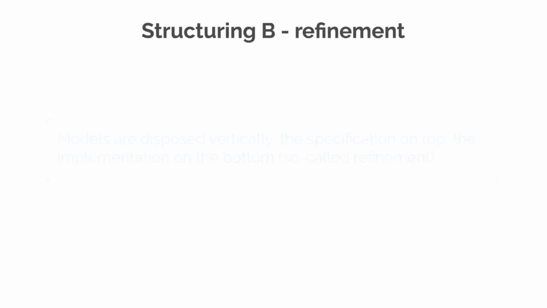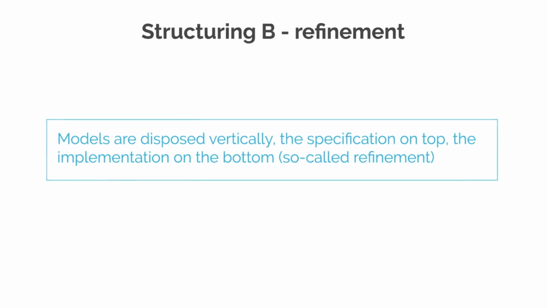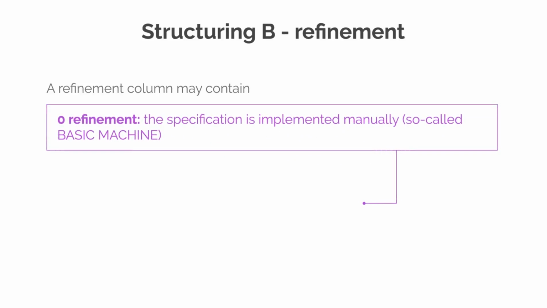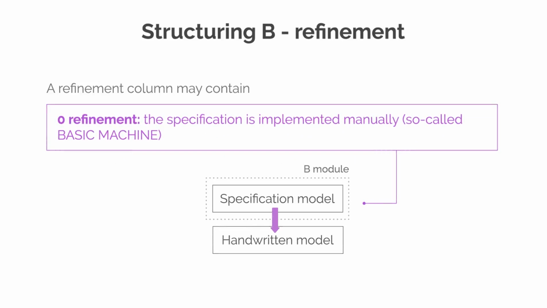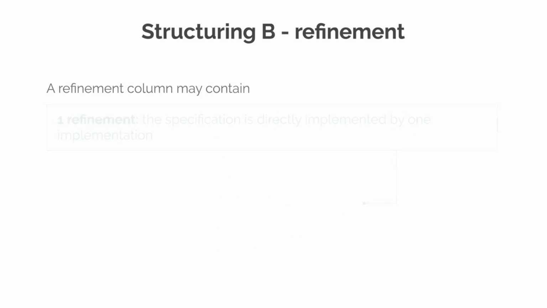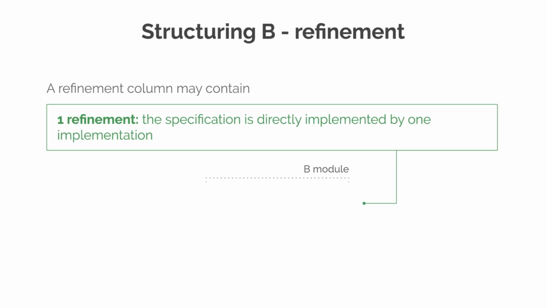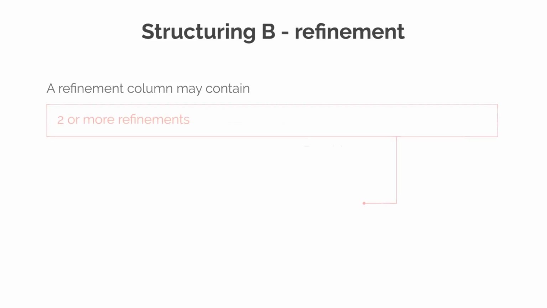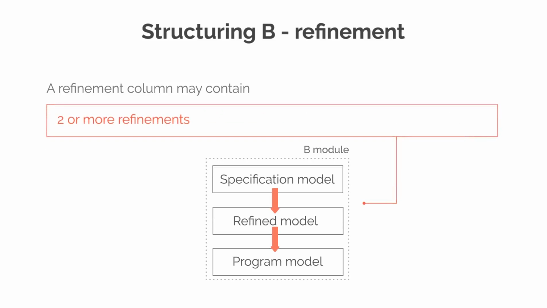The refinement is a relation between specification and implementation. With refinements, models are disposed vertically, the specification on top, the implementation on the bottom, in a so-called refinement column. A refinement column may contain 0 refinement. The specification is implemented manually by a so-called basic machine. Or 1 refinement. The specification is directly implemented by one implementation. Or 2 or more refinements.